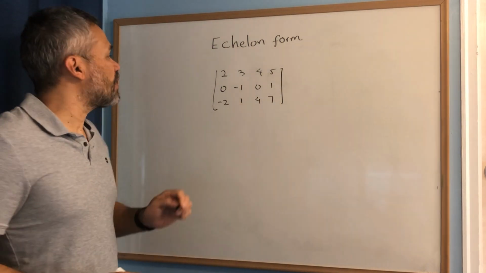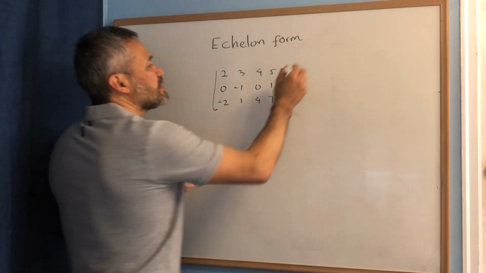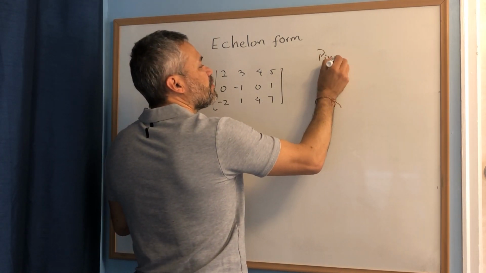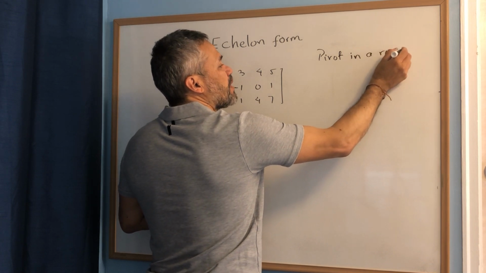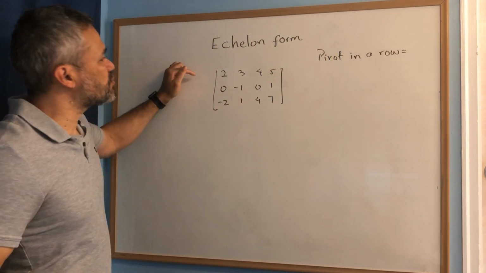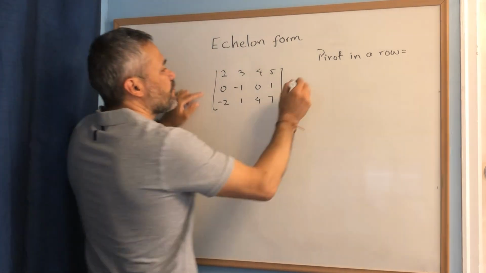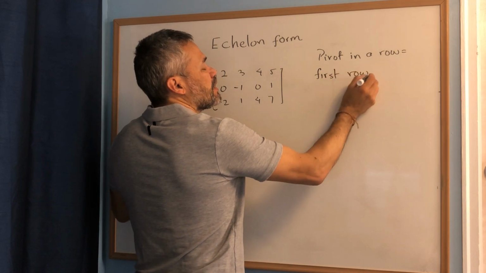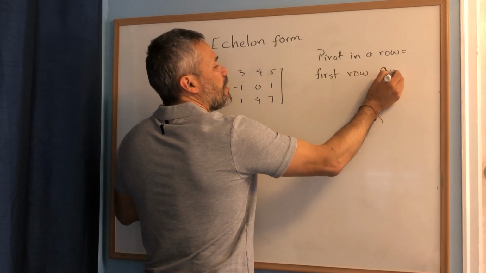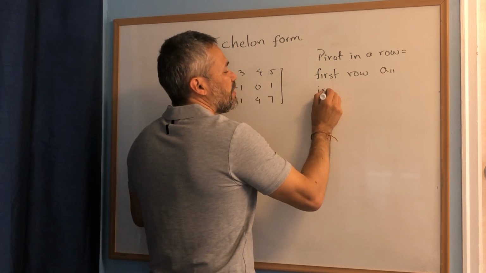First, we're going to explain the notion of a pivot in a row. Let's write that down. Pivot in a row. By definition, this is the first non-zero entry in a row. For example, for the first row, the entry A11, let's call this matrix A, is a pivot entry.